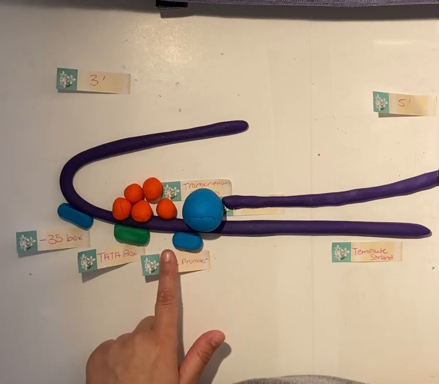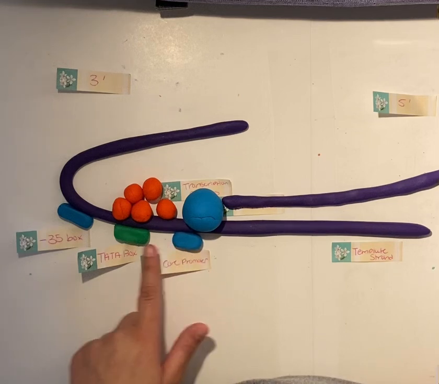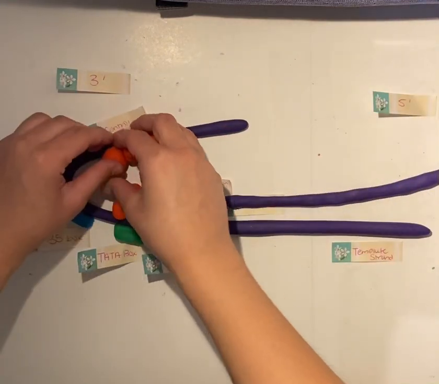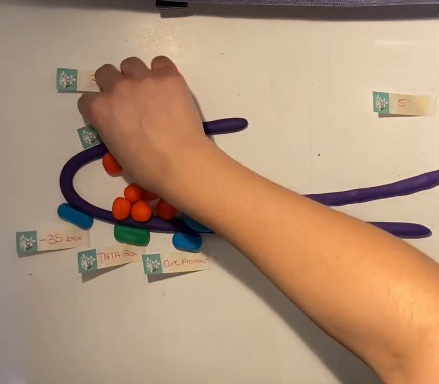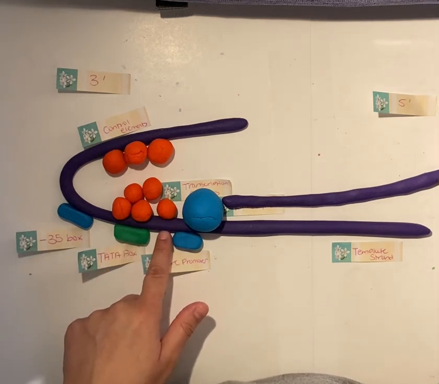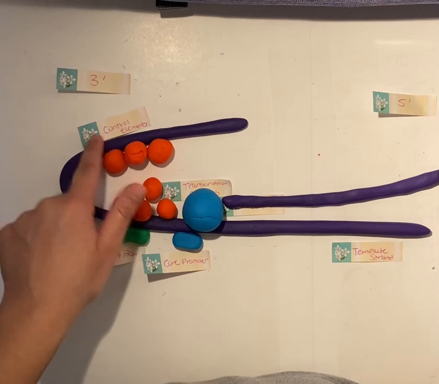Upstream from the core promoter are some control elements that are going to help control gene expression. Some control elements can be close to the promoter, or they can be farther away upstream of the promoter.